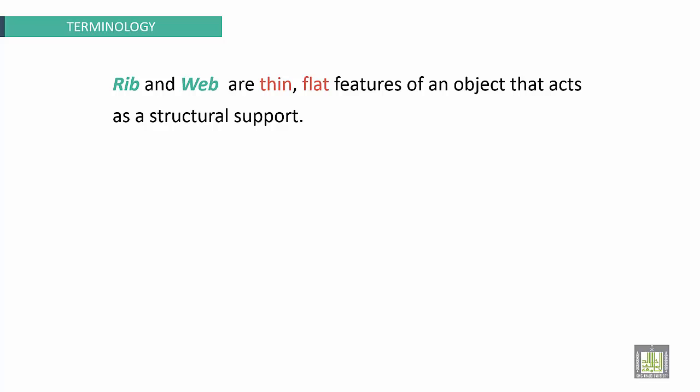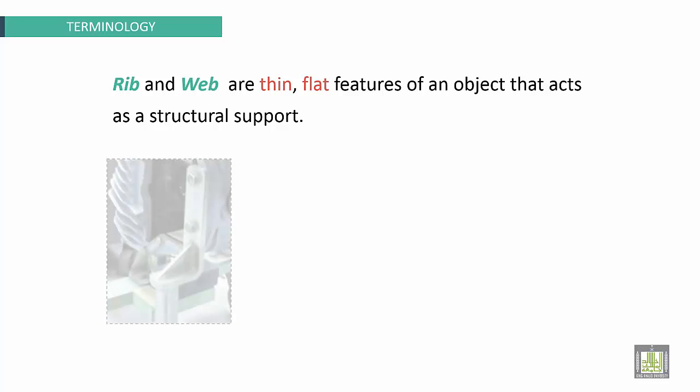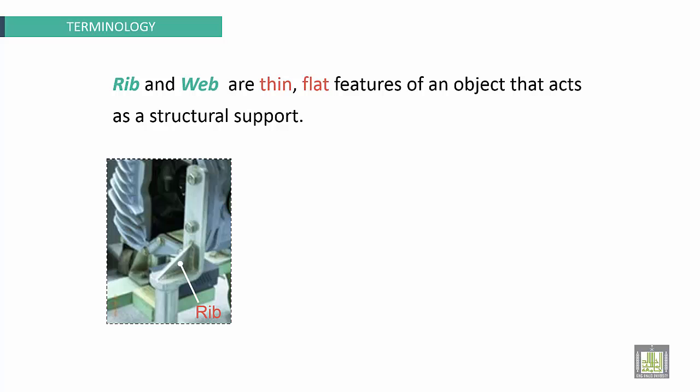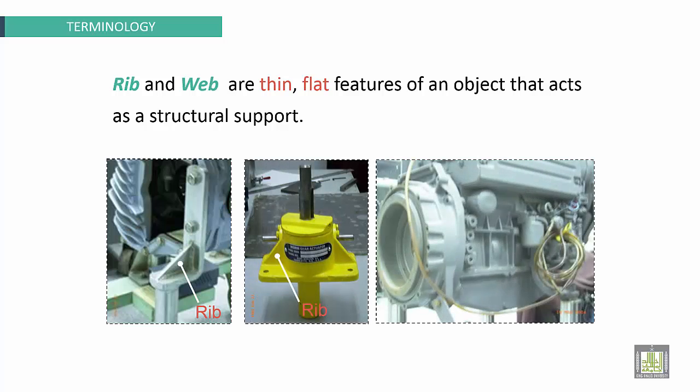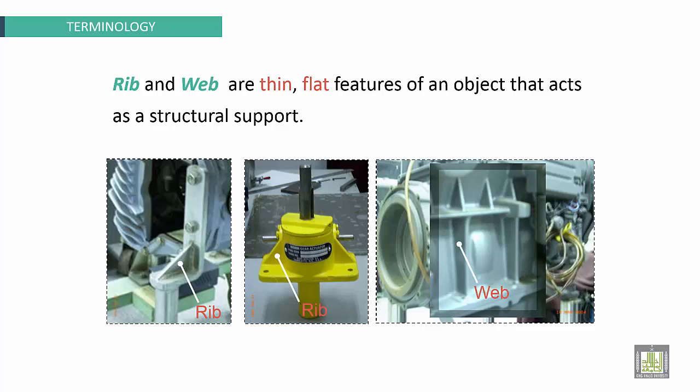Rib and web are thin, flat features of an object that act as a structural support. Some examples here. This is a rib. Here also, this is a rib. Here it is the web.